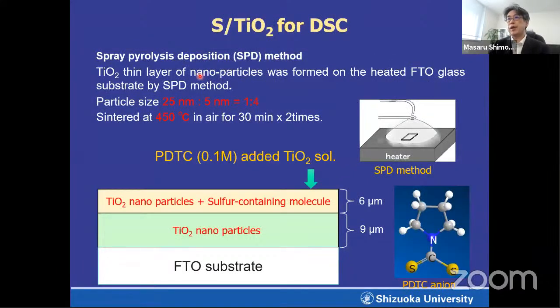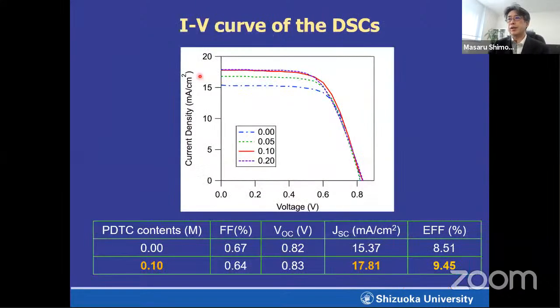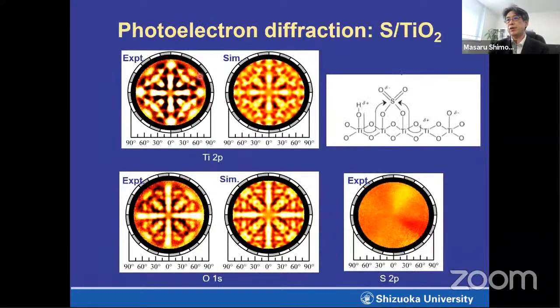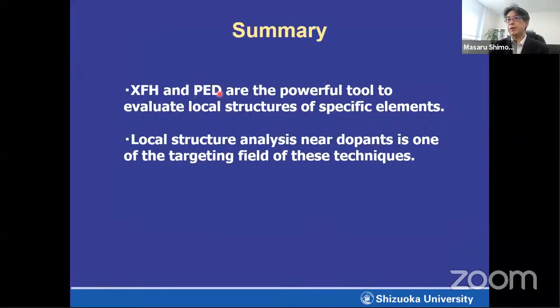So I skip them, and let me summarize the talk. We used XFH and photoelectron diffraction. They are very powerful tools to evaluate the local structure of specific elements. And the local structural analysis near the dopant is one of the targeting fields of this technique. In the near future, I want to give our data of the near-dopant structure. That is our future plan. Thank you very much for listening.